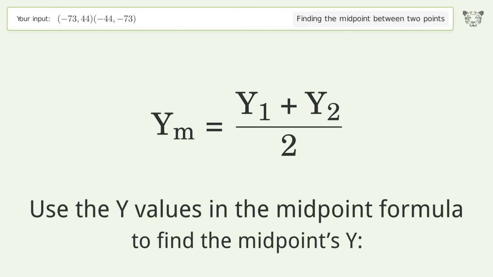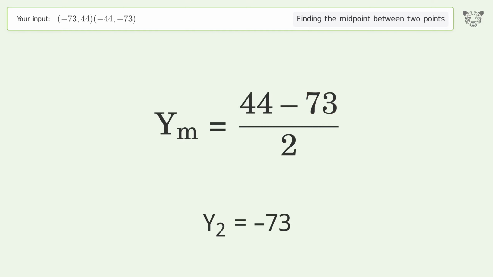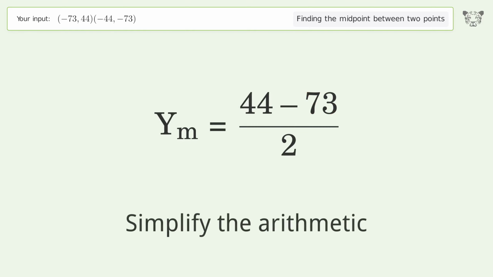Use the y values in the midpoint formula to find the midpoint's y. y1 equals 44. y2 equals negative 73. Simplify the arithmetic.